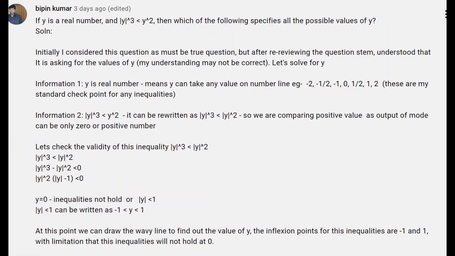Among most of such responses was one response by Bipin Kumar in which he explained everything, the exact solution, how he considered, how he got that the question was really asking for all the values of y. And ultimately, he also got to this point of y being between -1 and 1. But he did not stop here. At this point, he says, you will find out that it will not hold for 0. If you put 0 in the original inequality, it's not going to work.